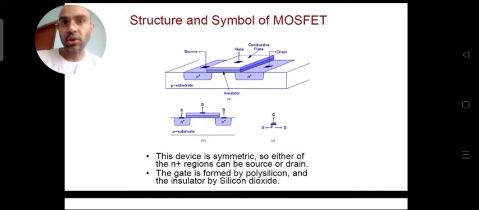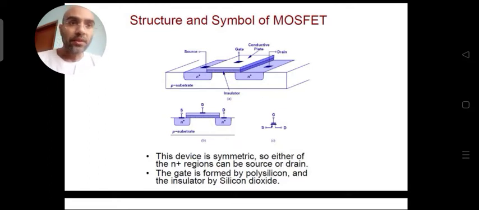The top layer is the gate terminal, which is a conductive plate, so it is obviously a metal. You will apply some voltage there, and because of that voltage you will be able to attract some charge carriers either directly from the substrate or from the source or the drain region. So this is the purpose of the gate terminal.